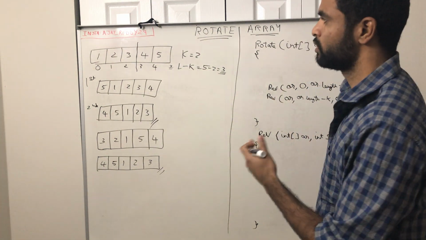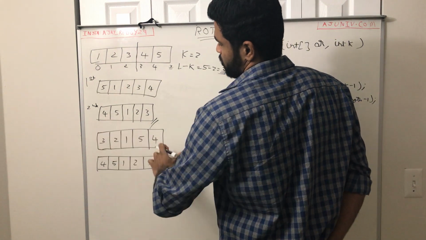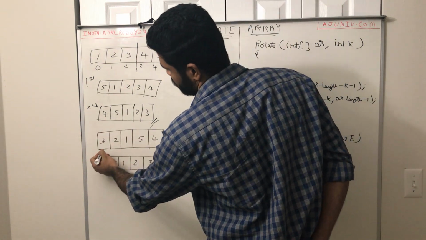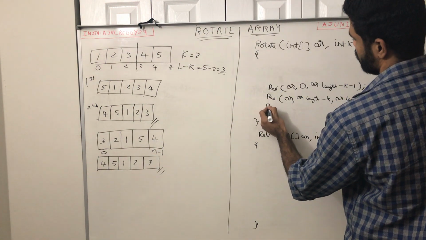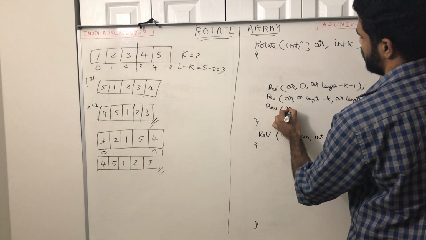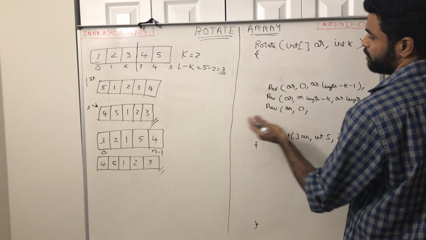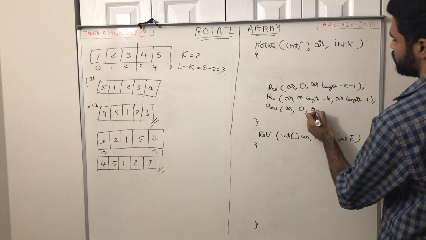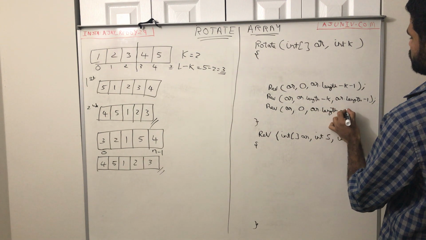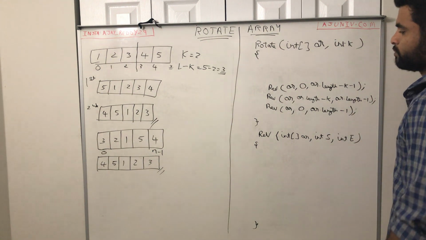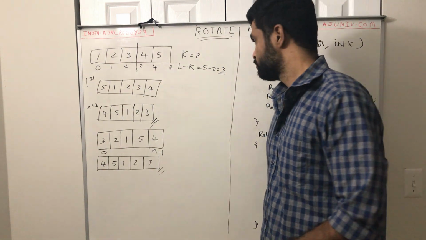Once these two reverse operations are done, we have to reverse the complete array, which is from 0 to n minus 1. For doing that, I'll call the reverse function again and pass the array. Here the start index is 0 and the end index is the last element, which will be arr.length minus 1. Okay, after performing these three operations, I will get the output.